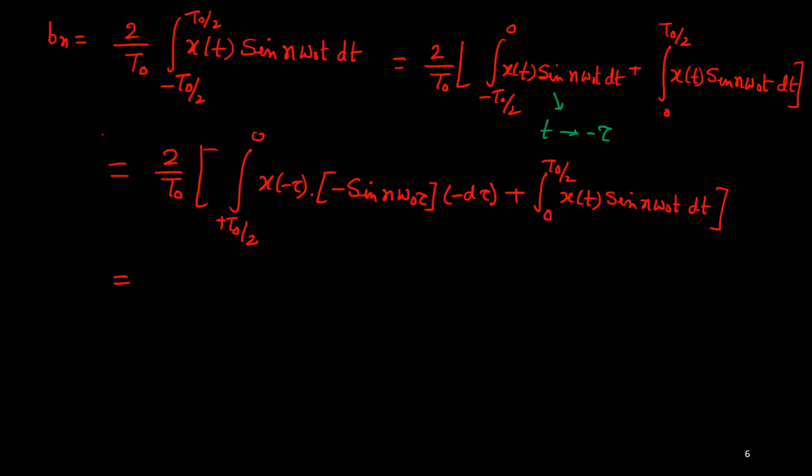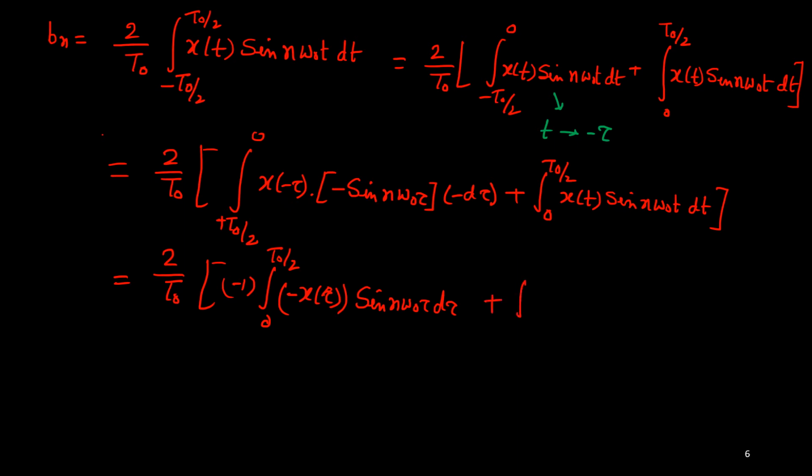Now if you interchange the limit, here you are getting 2 upon t naught. So first I will interchange the limit with the minus multiplication. So it is 0 to t naught by 2. Then we replace this one as minus of x of tau. This minus minus becomes plus. Right now I'm considering sine n omega naught tau, and it is d tau. This is again 0 to t naught upon 2 x of t sine n omega naught t dt.